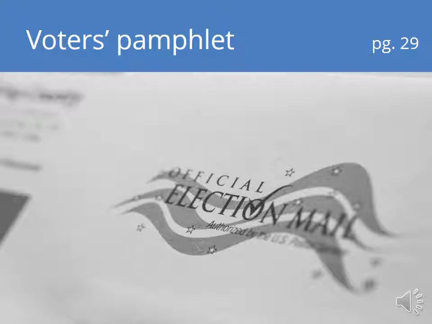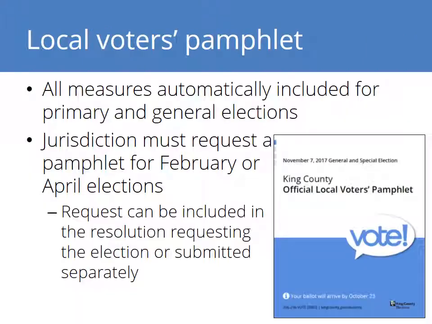Next is voters' pamphlet. For primary and general elections, all jurisdictions placing a measure on the ballot are automatically included in the local voters' pamphlet. For the spring special elections, the jurisdiction must specifically request a local voters' pamphlet in a resolution or ordinance. The request can be included in the resolution or ordinance requesting the ballot measure or in a separate resolution or ordinance. The deadline to submit is the same as the deadline to request a ballot measure.